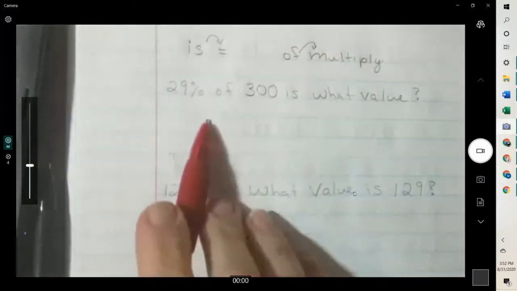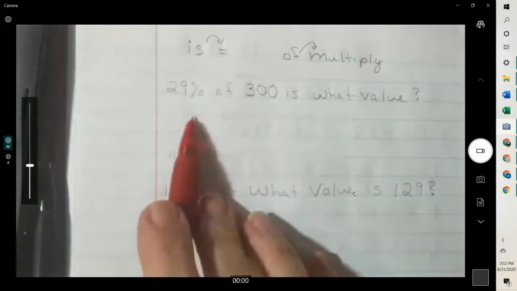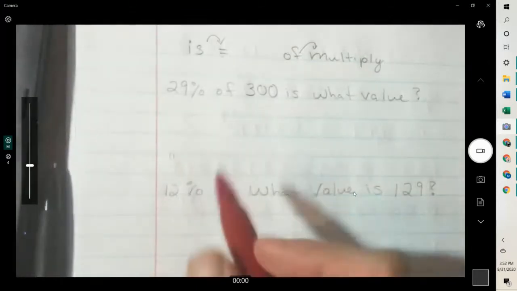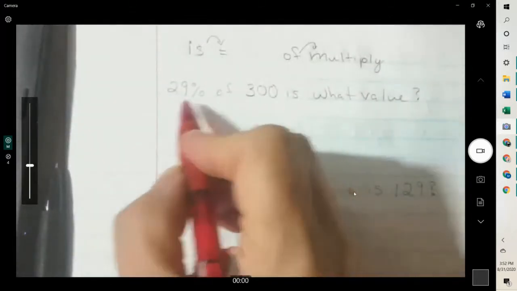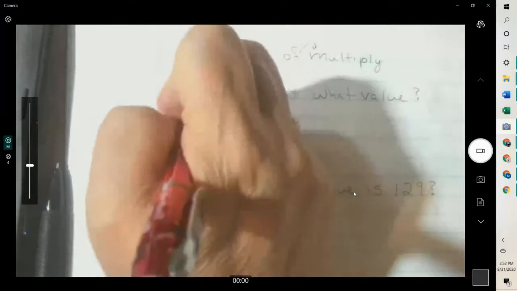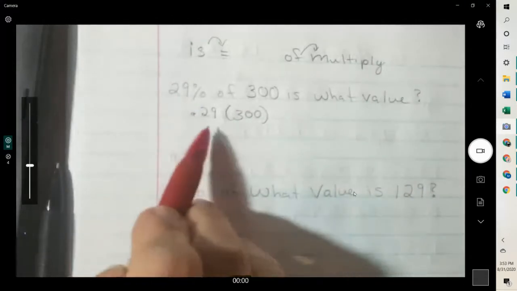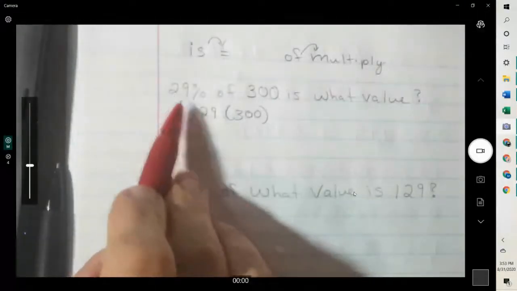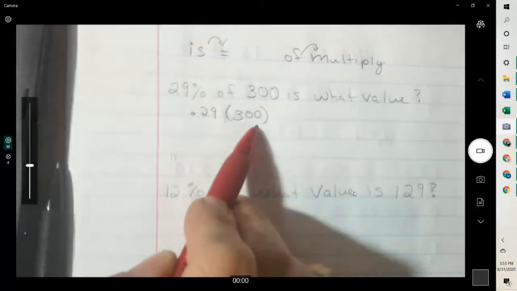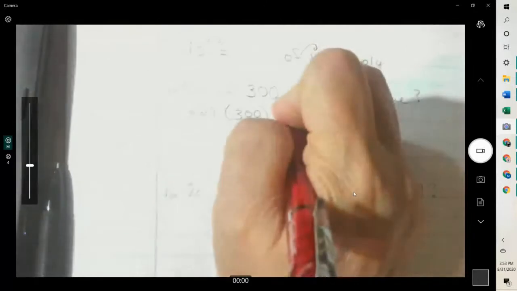So if we have 29% of 300 is what value? Of means to multiply, so we want to take 29% and multiply it times 300. Now remember, when you're multiplying or working with a percent, you need to rewrite it as a decimal. You either move your decimal over 2 or divide by 100. But 29% is 0.29 times 300 is, means equals, a value.